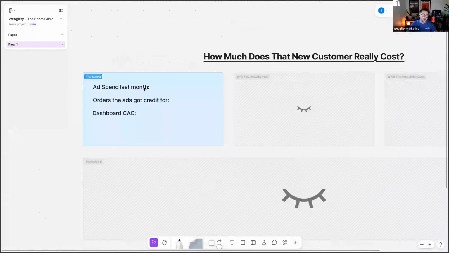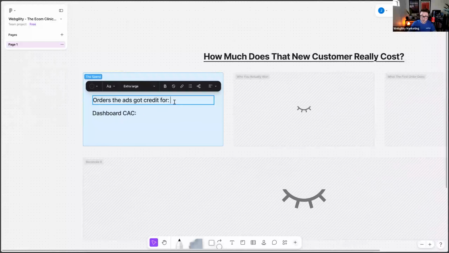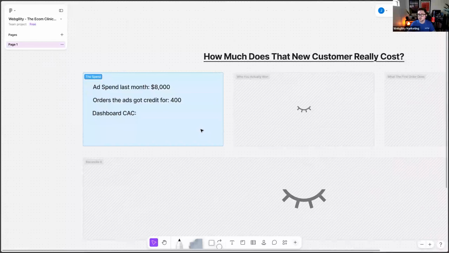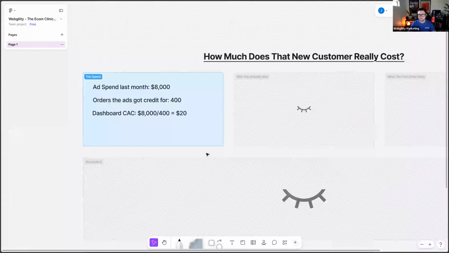So in this example, we're looking at a month where you spent $8,000 on ads. I don't know where that falls for everybody in here. If you have an ad budget and you'd like to share it, we can run those numbers. But $8,000, just a general number. So this is a month where you spent $8,000 on ads, and your ads got credit for 400 orders that came in. So your dashboard cost to acquire a customer will show $8,000 divided by 400 is $20 per customer.